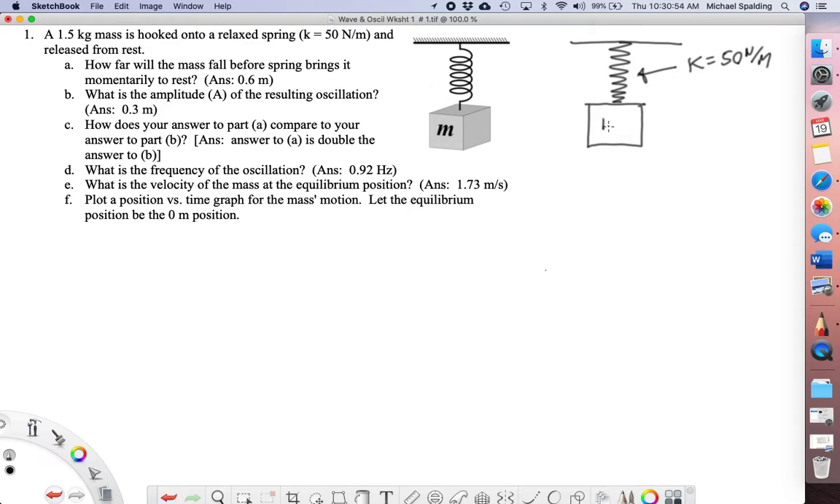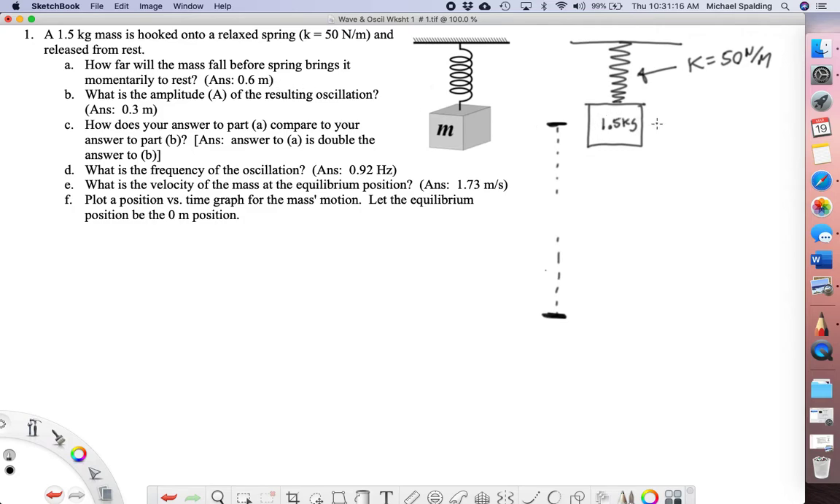1.5 kilogram mass to the spring. Now, if we release this from rest, the mass is going to start up here, and it's going to go all the way down until the spring brings it to rest. The first question is, how far will the mass fall before the spring brings it momentarily to rest?